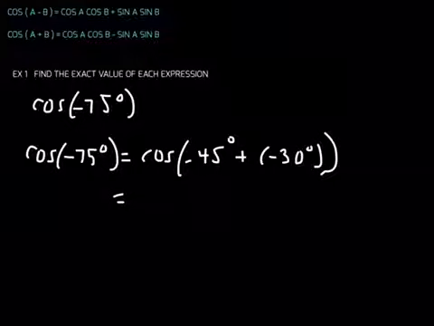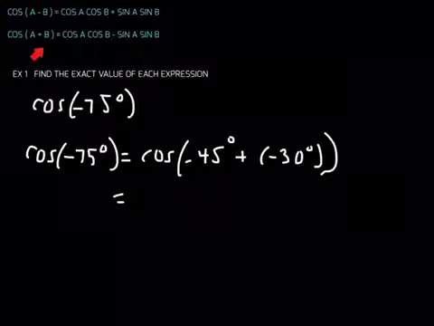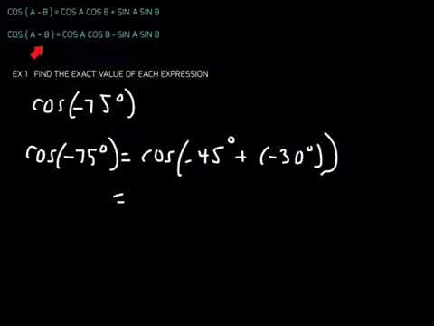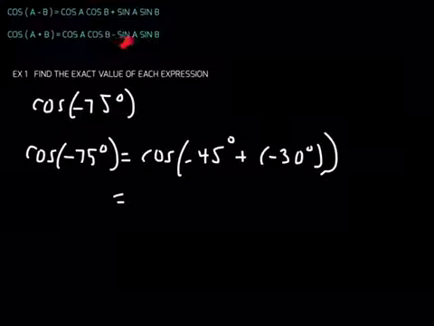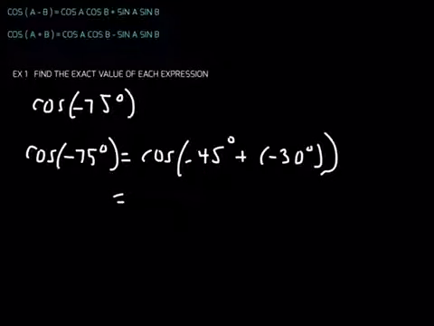Now what you're going to see me do is follow the pattern for expanding a sum for cosine. It'll be cosine A, cosine B, minus sine A, sine B. Keep in mind, negative 45 degrees is like your A in your identity, and negative 30 degrees is like your B in your identity. All right, let's go for it, guys.